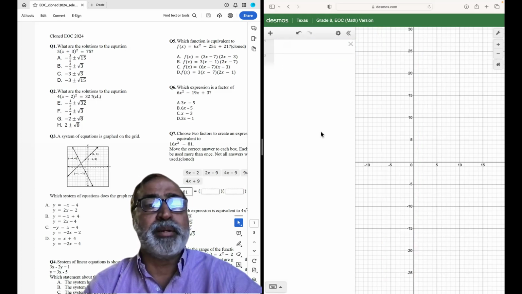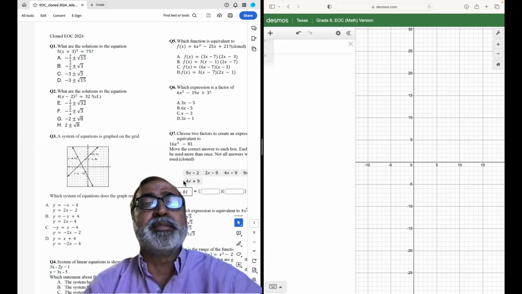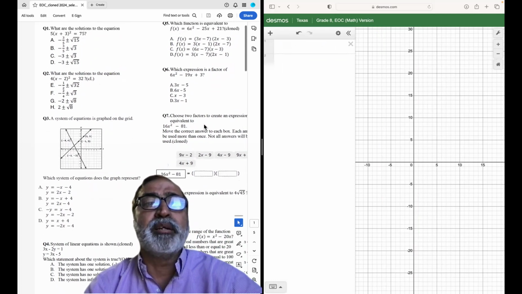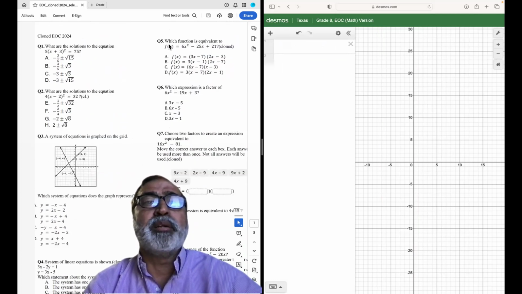The second topic I want to share with you is the factoring part, or equivalent part. Which function is equivalent to this? So this is your question, which is given in the standard form of a quadratic. These are the factored form of the quadratic. So to compare this with these is very easy. Since these are the factors and this is the standard quadratic, they have to be the same.